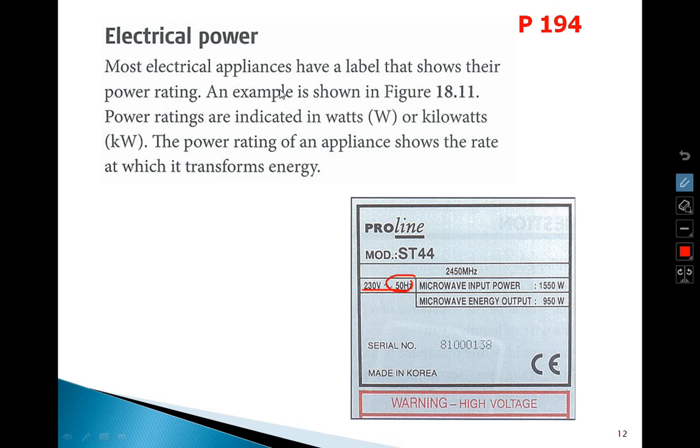As we said, most electrical appliances have a label that shows their power rating. An example is shown in figure 11. The power rating is indicated in watts or kilowatts. The power rating of an appliance shows the rate at which it transforms energy.